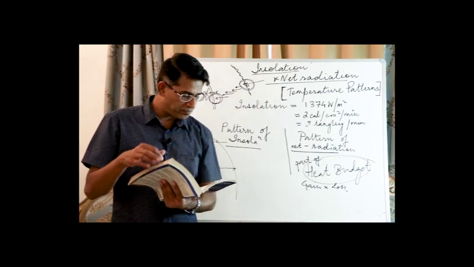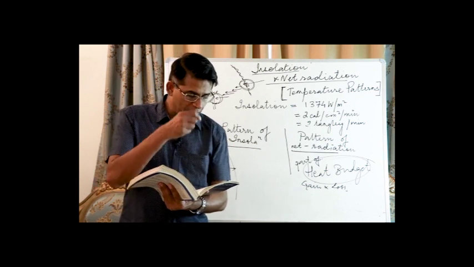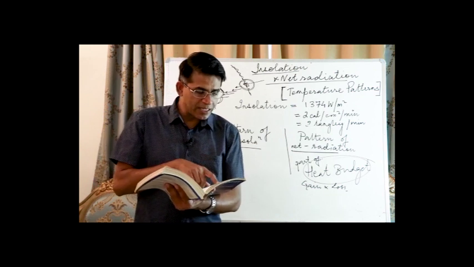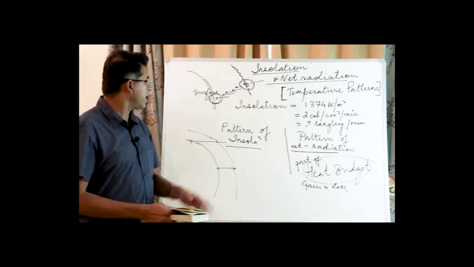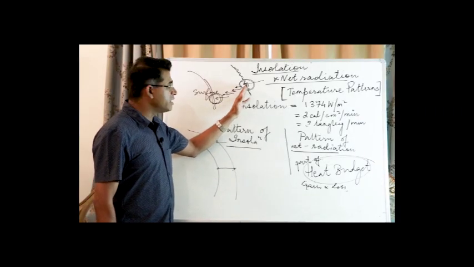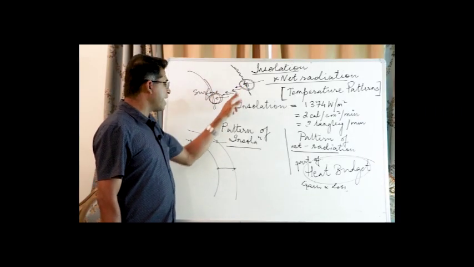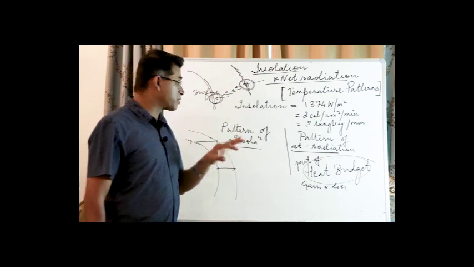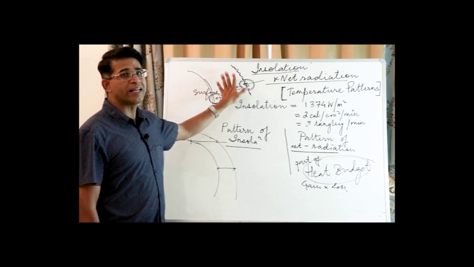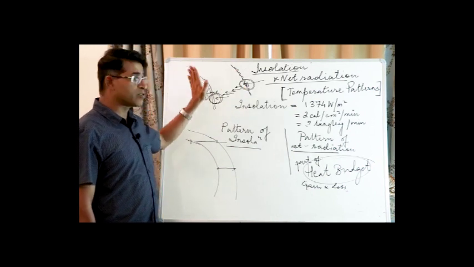So I repeat, the first one says the energy surplus and the energy deficit areas may be identified and studied at two levels. Number one, at the Earth's surface, and number two, in the atmosphere. By the time the energy reaches the Earth's surface, something else has happened. So we look at net radiation in both circumstances: what happens to net radiation in the atmosphere and what happens on the surface.